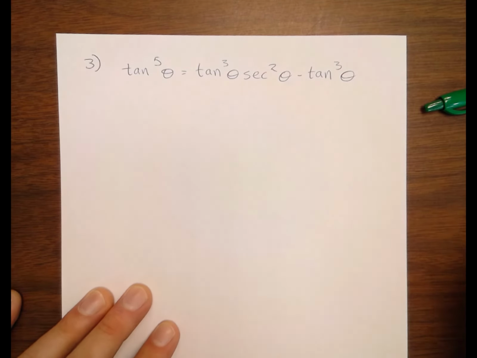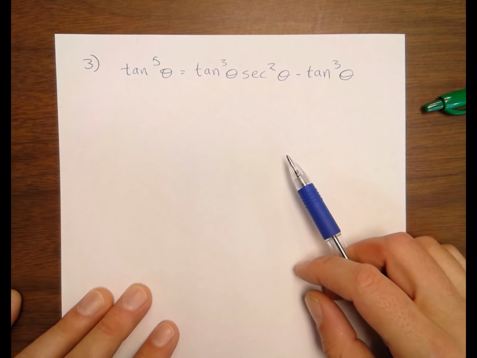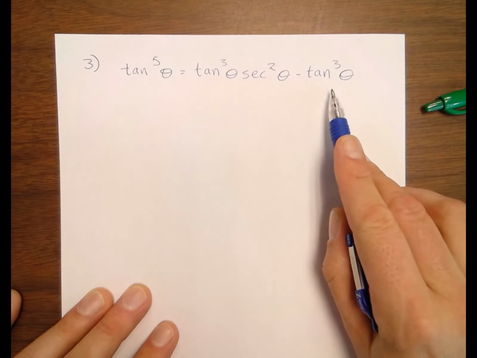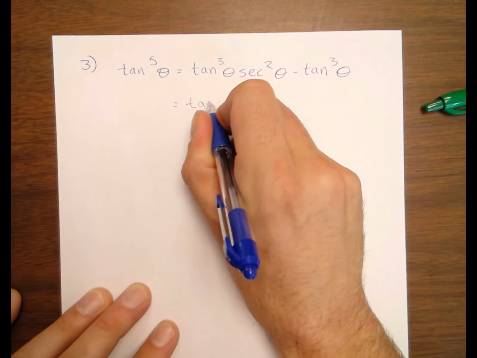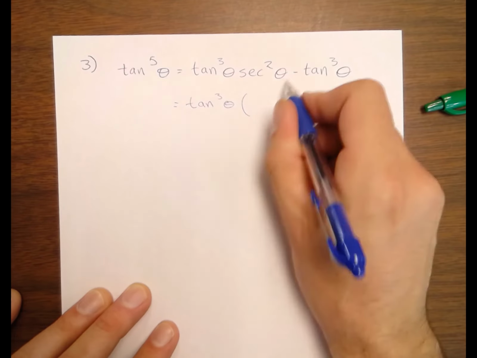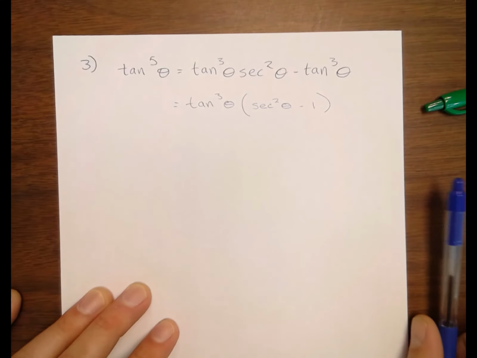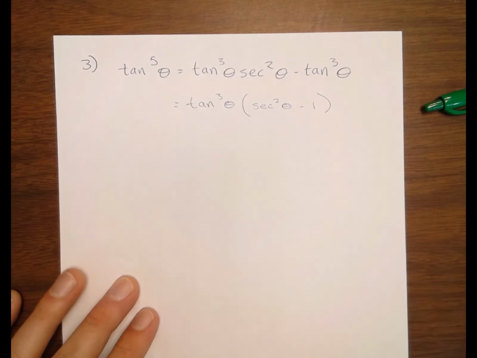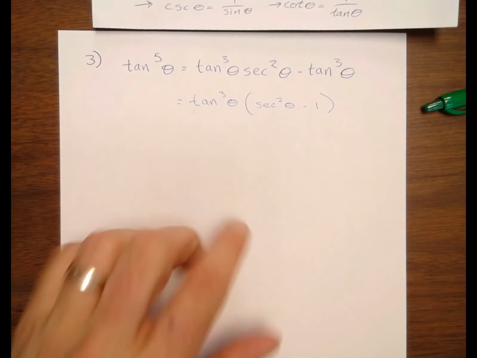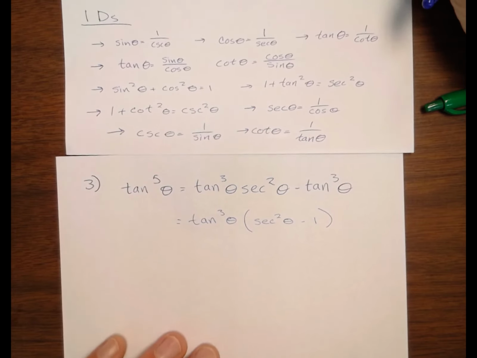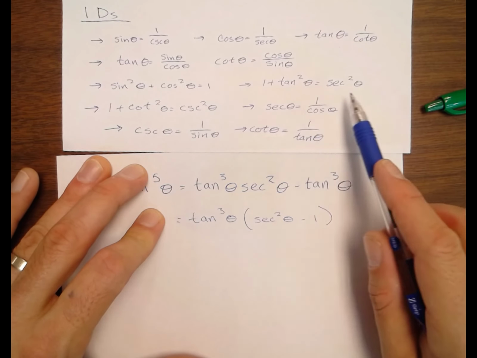Okay, in this example here, the right-hand side definitely appears to be the more complicated side as far as I'm concerned. I have tangent cubed theta as part of both of these terms. So I'm going to go ahead and factor tangent cubed theta out of both terms, and I'm left with a secant squared theta minus 1. But I see the secant squared theta and a 1 as part of the same expression, so I want to be thinking of my Pythagorean IDs, and in particular this one here looks pretty useful. It's got a secant squared theta and a 1.